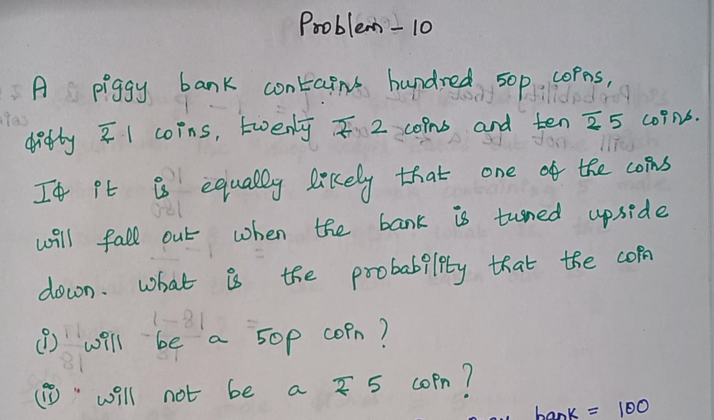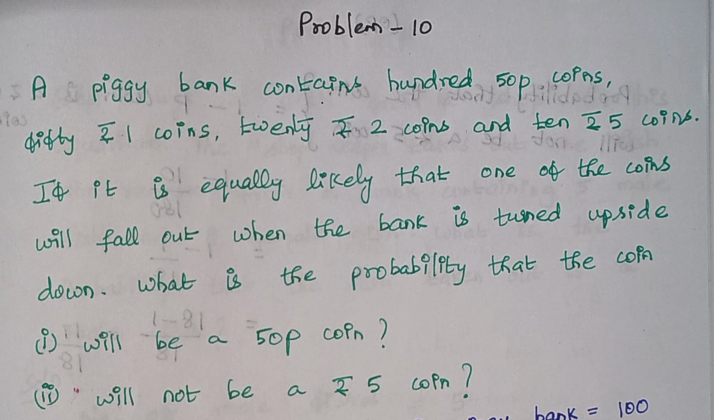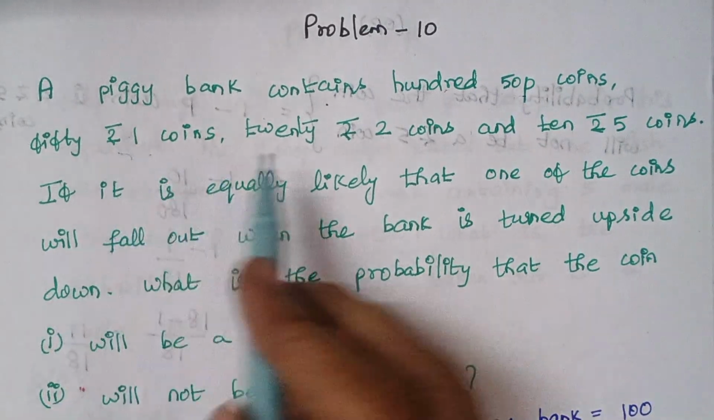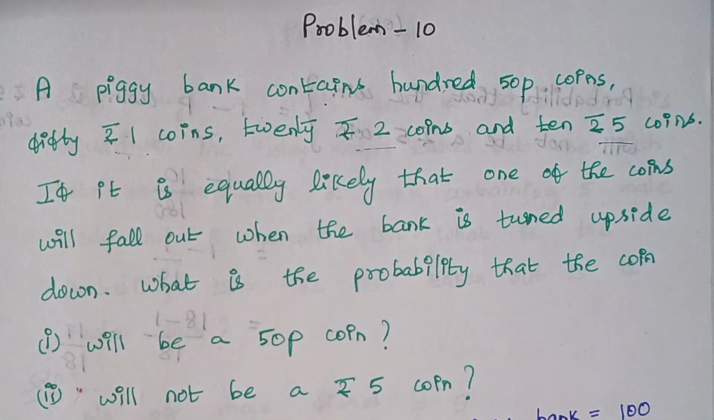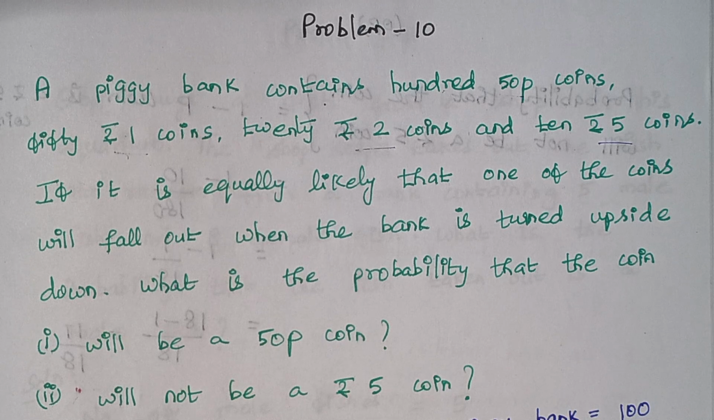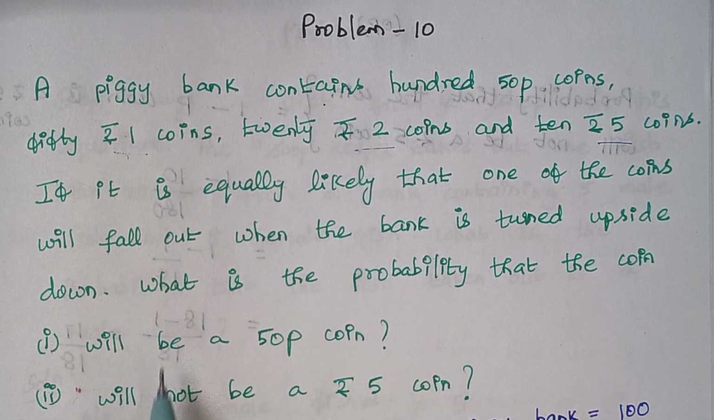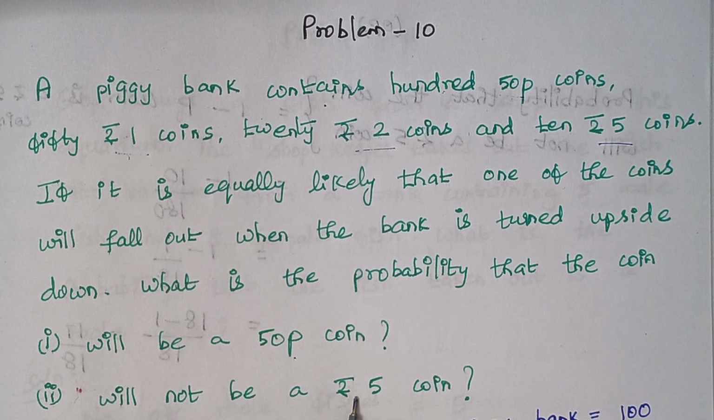A piggy bank is mainly used to save money. Here this piggy bank has four different types of coins: 50 paise, 1 rupee, 2 rupee and 5 rupee coins. Whenever the piggy bank is turned upside down, what is the probability that the coin which drops out will be a 50 paise coin or will not be a 5 rupee coin?